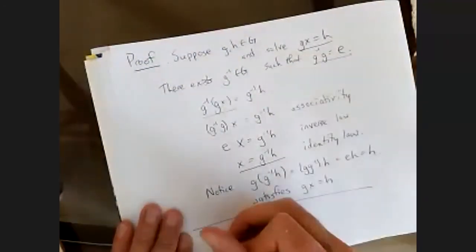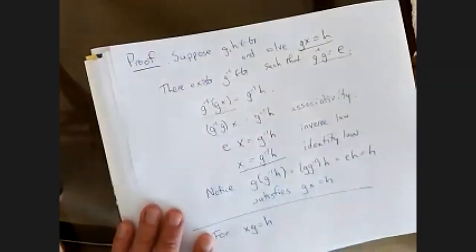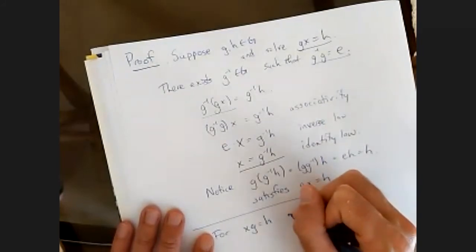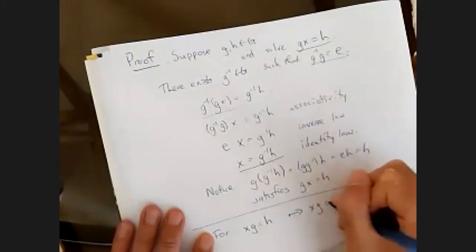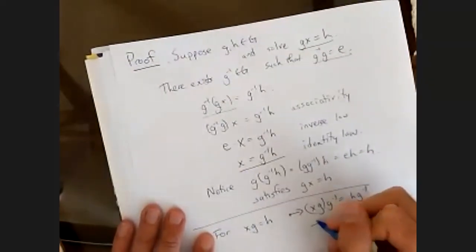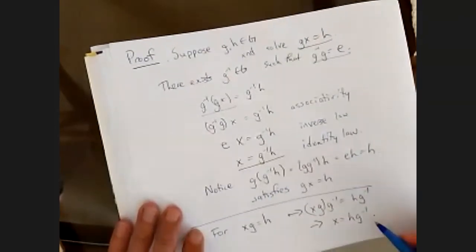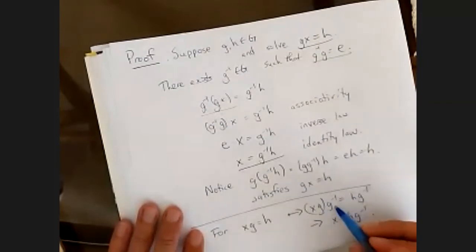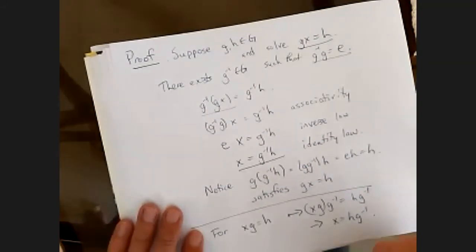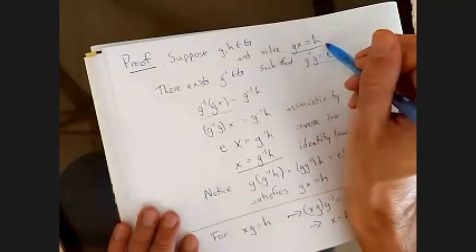And for the equation Xg equals H, it's similar, but you multiply on the right by G inverse. So you get Xg G inverse equals Hg inverse, and that implies X equals Hg inverse. I won't go through the details again. It's the same except for the first part, where you multiply on the right instead of on the left. So this equation always has a unique solution.